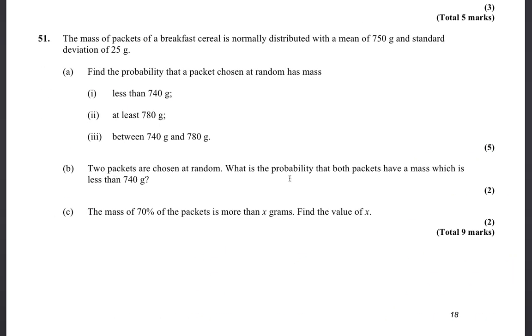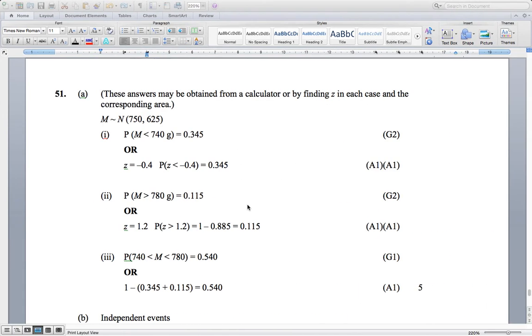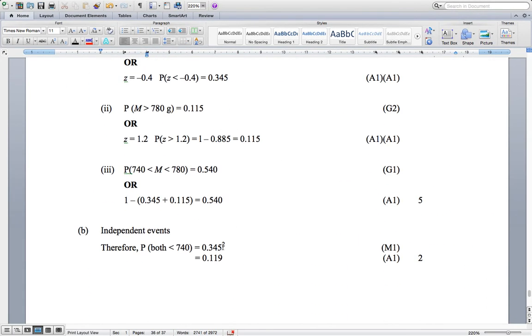Now two packets are chosen at random. What is the probability that both of them have a mass which is less than 740? That means the first one should have mass less than 740 grams, and that's very, very important. And the second one should also have a mass which is less than 740 grams. So the answer is 0.345 multiplied with 0.345. So the answer is 0.345 squared.